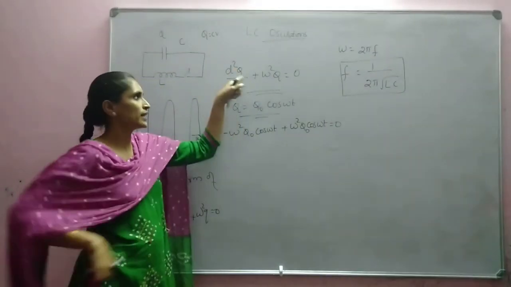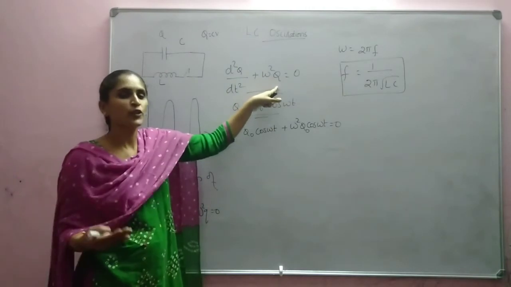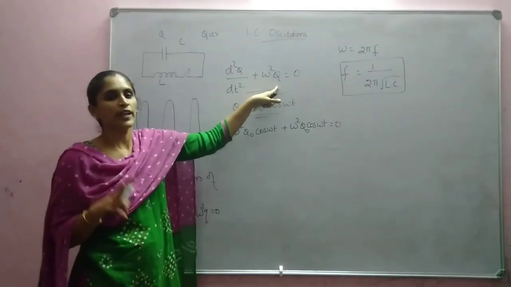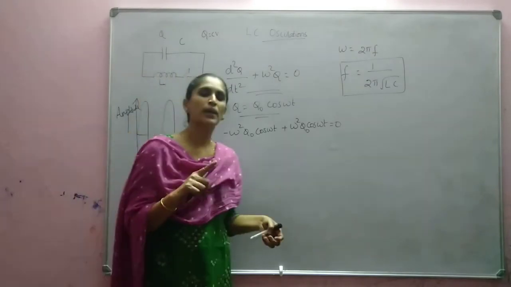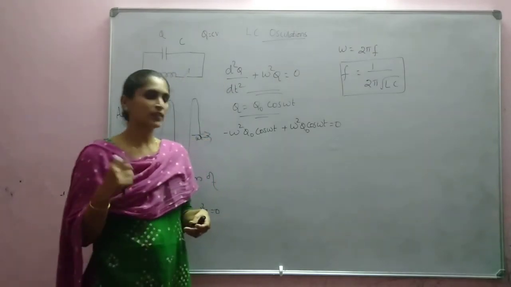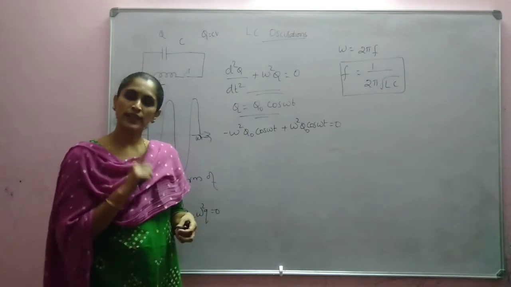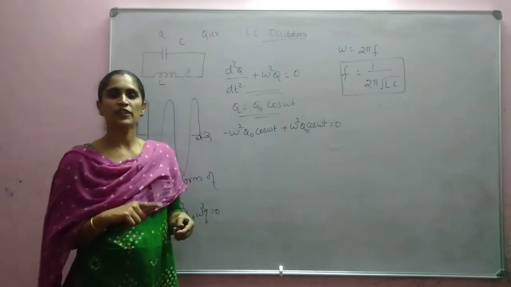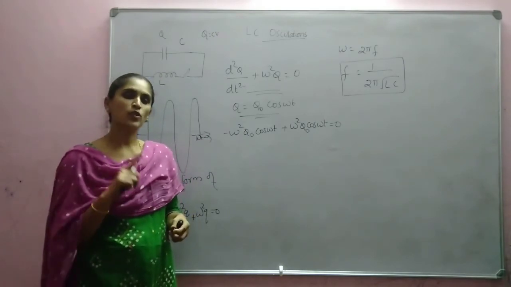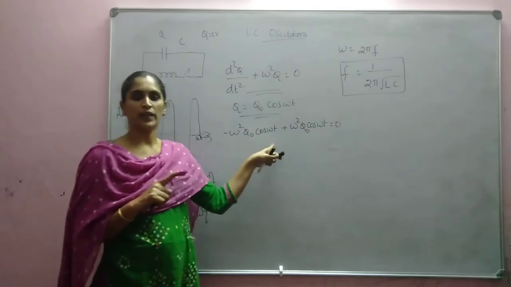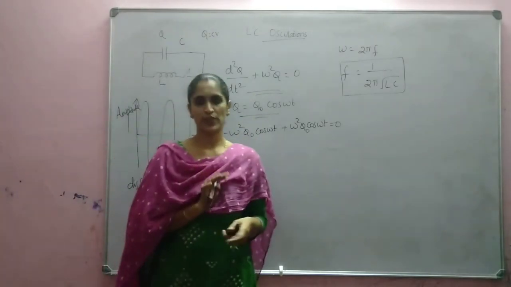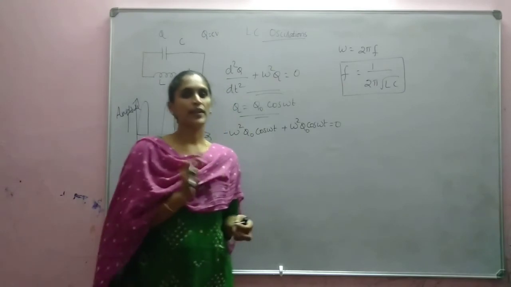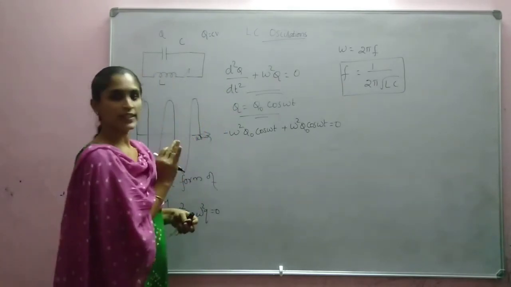How do you check? You have to differentiate q with respect to t two times. Once you differentiate cos omega t, you will get minus omega sin omega t. Again you differentiate, and you will get minus omega square cos omega t. So we can say that this satisfies this equation. Now we can find the total energy.